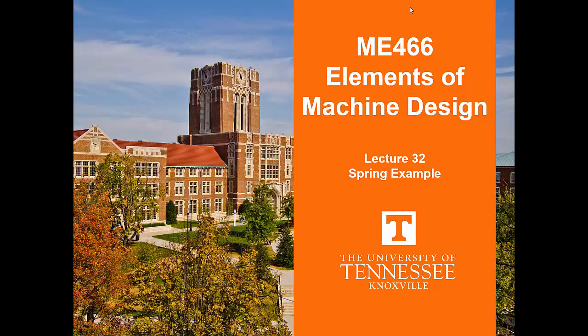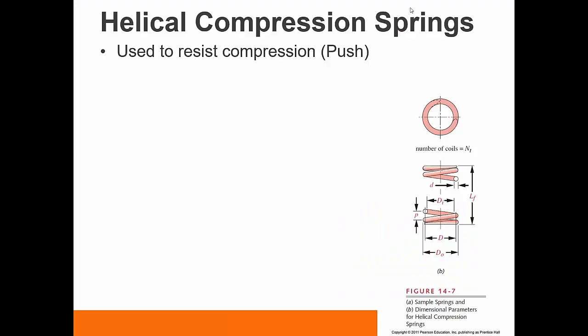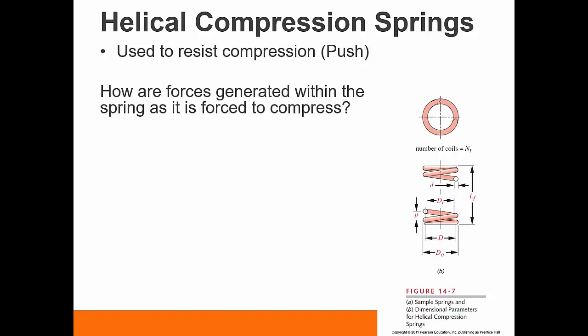In this lecture, we're going to discuss helical coil compression springs loaded with static loads. Before we start talking about how to solve the problem, let's first remind ourselves what a helical compression spring is. A helical compression spring is primarily designed to resist compression. In other words, when you push on it, it pushes back. So the question is, how are forces generated within the spring that allow it to push back?